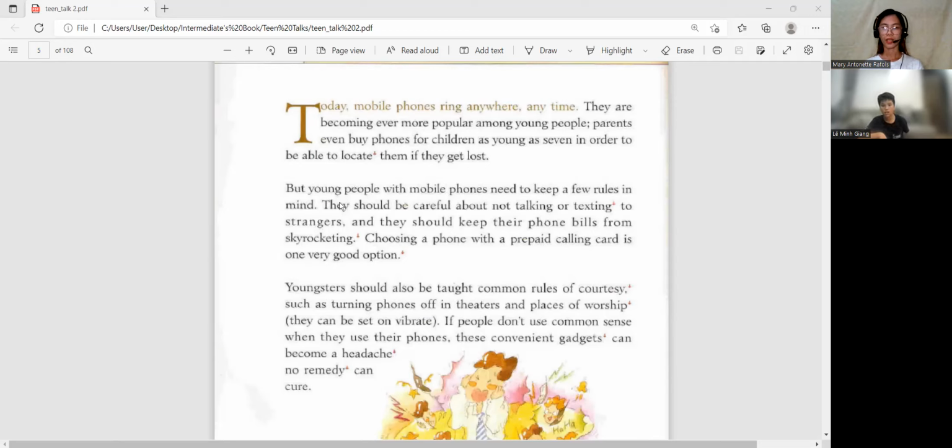Here, there's one problem here. And the reason is it keeps our phone bill from skyrocketing. So choosing a phone with a prepaid calling card is one very good option. Okay. And the last problem is found here.